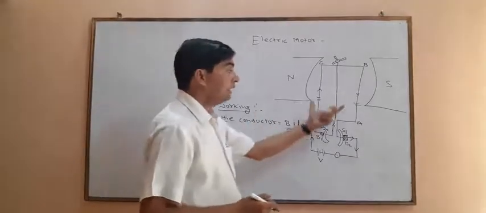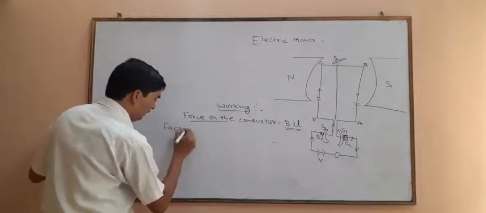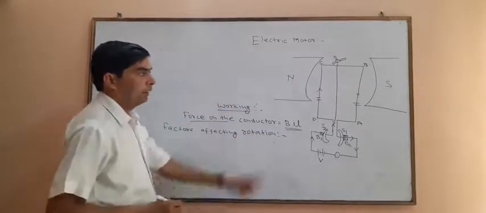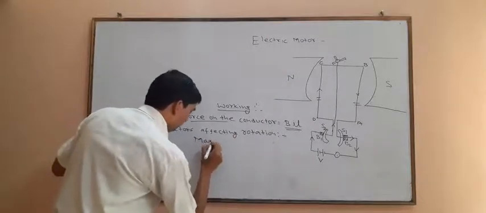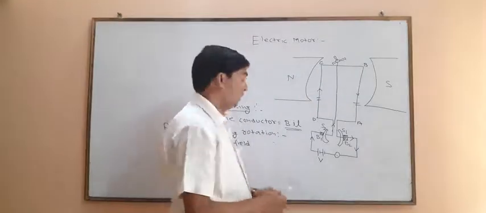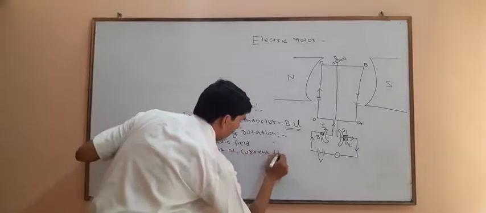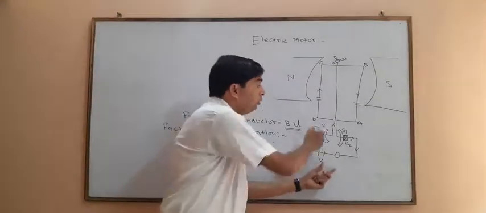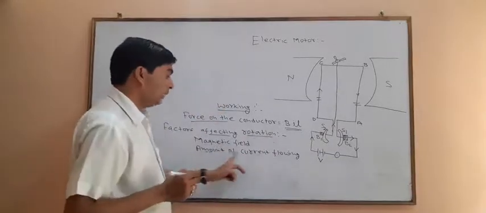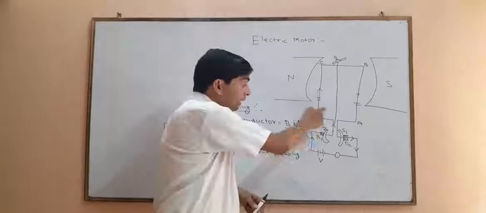So how can we increase the rotation, or what are the factors by which we can increase the rotation? The factors affecting rotation will be, first, the amount of magnetic field, because a stronger magnet will apply more force. Second is the amount of current flowing. If the voltage of this battery increases, then more current will flow, and this product will also become more. So the rotation will be directly proportional to the amount of current supply. Now third is the number of turns, because if more turns are given, there will be more magnetic field, and more current can also be induced.